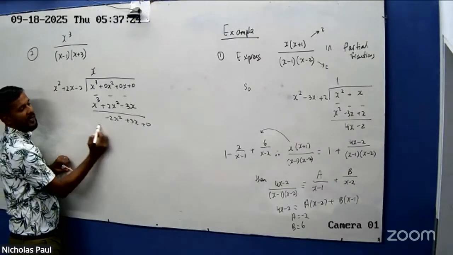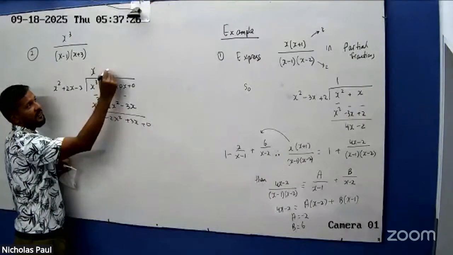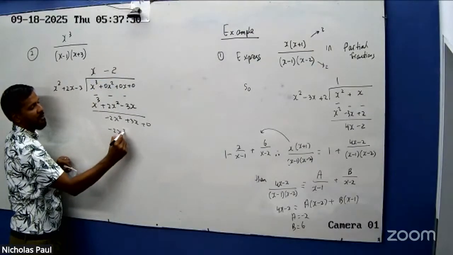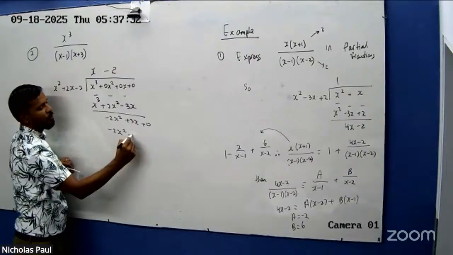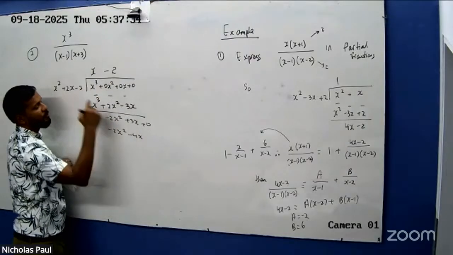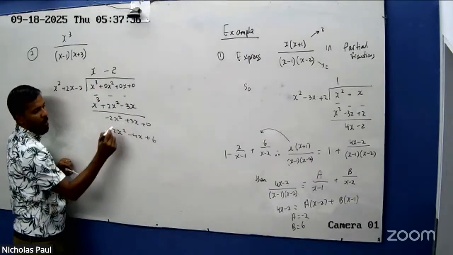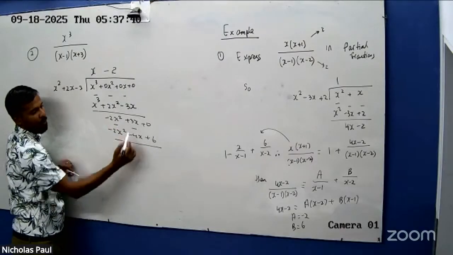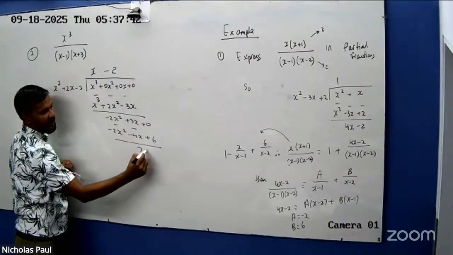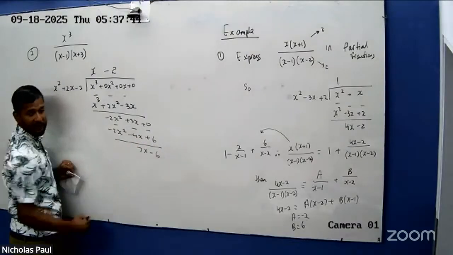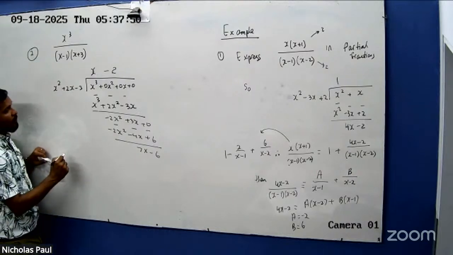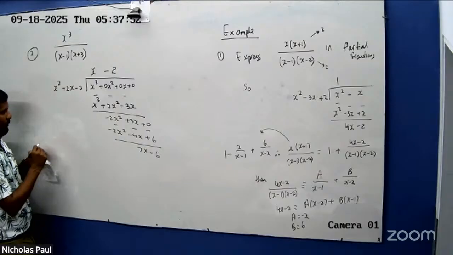x squared into minus 2x squared is minus 2. Minus 2 by x squared. Minus 2 by plus 2x. Minus 2 by minus 3. Now we're going to subtract again. This will become 0. This will become 7x minus 6. Right, Yash? I think you had minus 7x, right? You sure? Yeah.